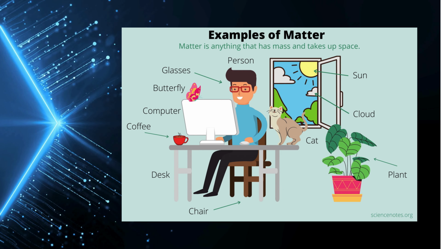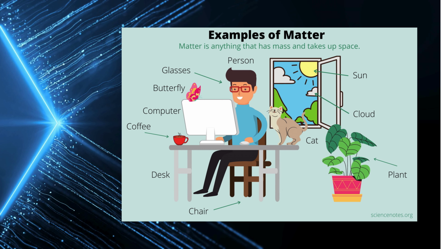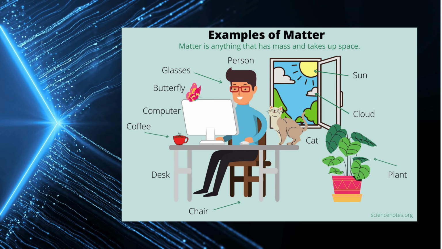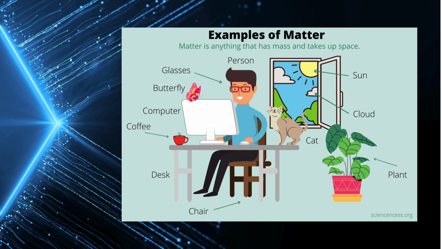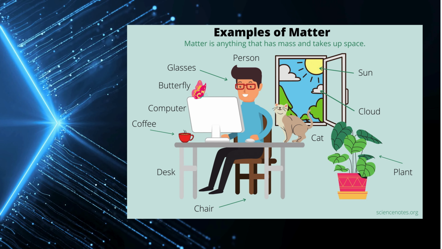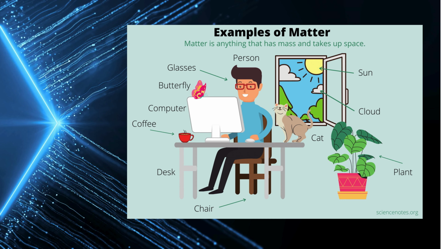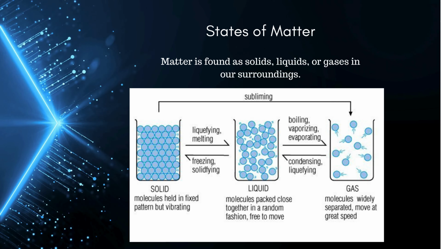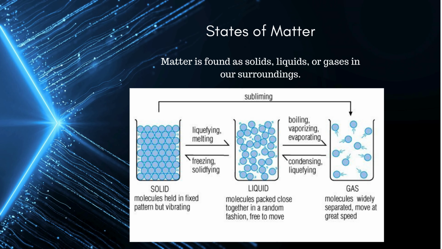In other words, पदार्थ वो होता है जिसका वजन हो और जो जगह घेर सकता हो. Everything around us is made up of matter. The water we drink, the air we breathe, the food we eat, the chair we sit on, all of these are matter. Now let's understand the 3 main states of matter: solid, liquid, and gas.